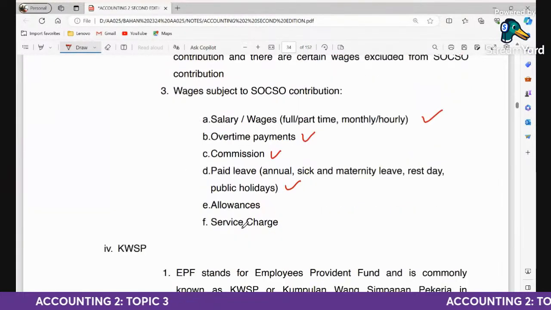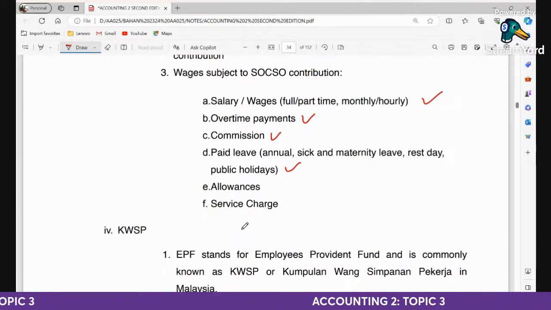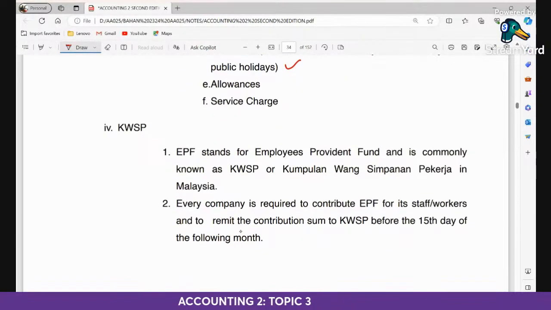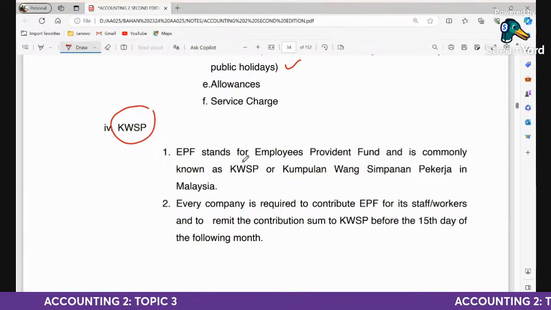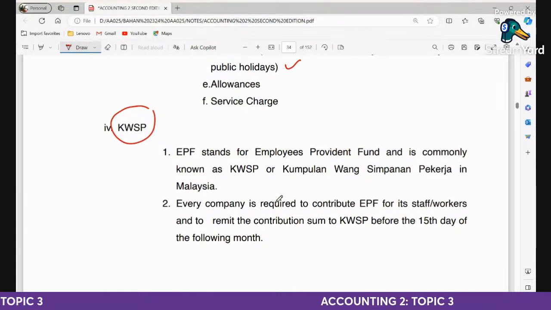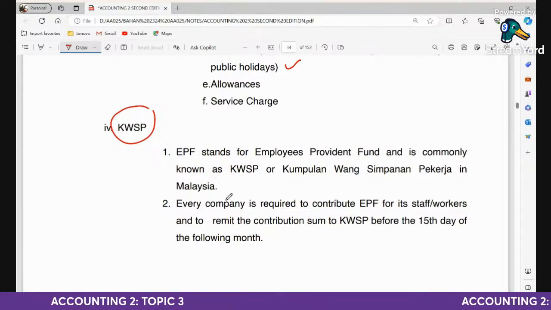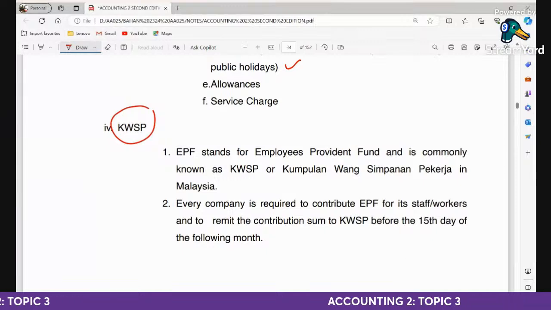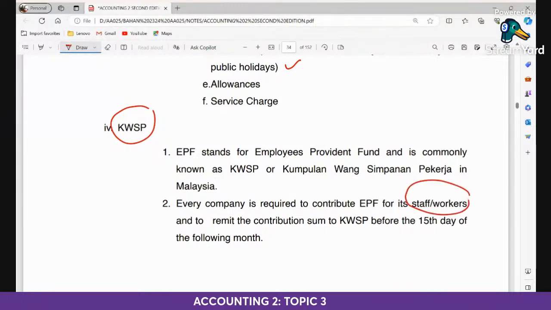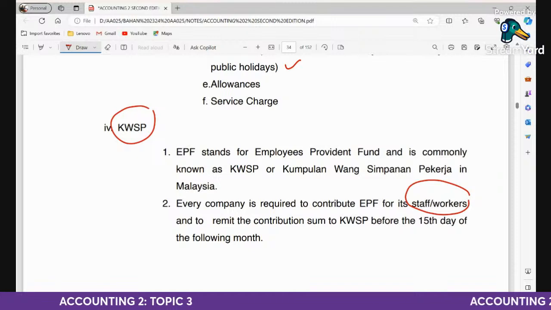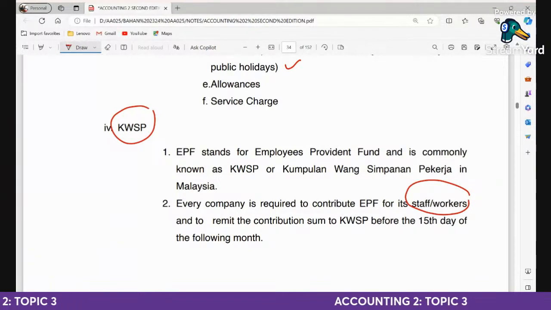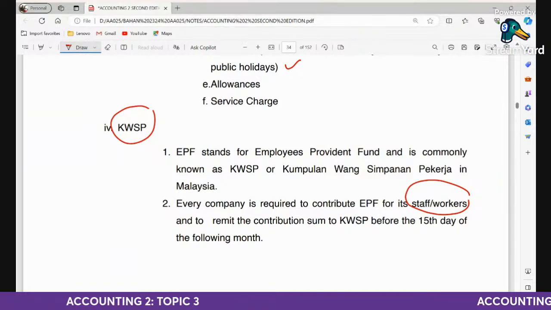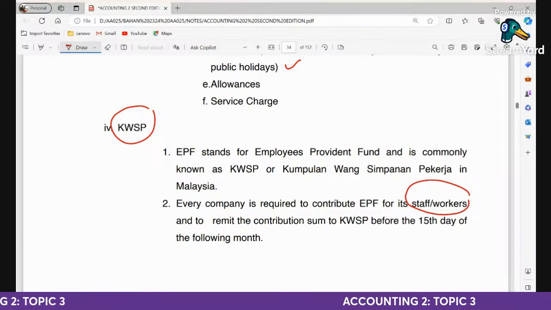Okay, ini untuk SOCSO. Whereas number 4 you have here is EPF or KWSP. Yang ni pun sama sebenarnya. EPF ni is actually Employees Provident Fund, commonly known as KWSP lah. Yang ini sebenarnya setiap company dia kena contribute EPF untuk pekerja dia. Actually bukan sahaja majikan yang kena contribute, tapi majikan juga perlu melaksanakan pemotongan gaji daripada gaji pekerja dan dicarumkan ke dalam KWSP. That means in the KWSP ada dua caruman sebenarnya. Satu ialah caruman majikan, the other one is caruman pekerja.